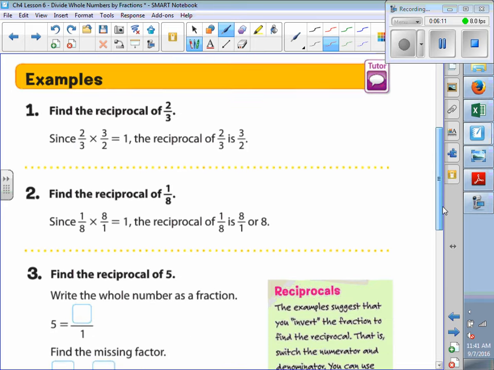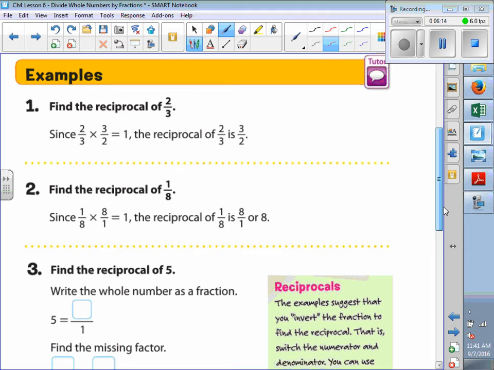So, if I want to look at these first few examples, we want to find the reciprocal of 2/3. Now, since 2/3 times 3/2, and all we're going to do is flip that fraction, is equal to 1, then the reciprocal of 2/3 is 3/2. For example 2, here we want the reciprocal of 1/8. All you're going to do is flip it. So the reciprocal of 1 over 8 is 8 over 1, or just 8. Very good. Here, the reciprocal of 5.